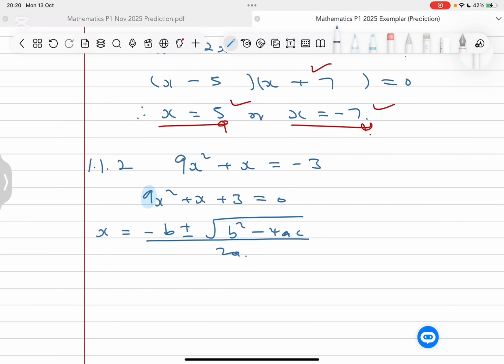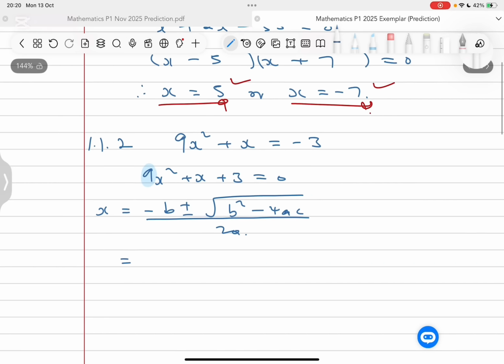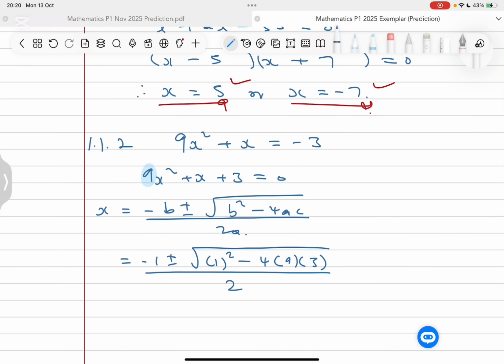Now, after writing this formula down, you then substitute. The b here, we all know, is going to be the coefficient of x, which is 1. So that means we're going to have -1 plus or minus the square root of 1 squared minus 4. And the a here is a 9, so we're going to have 9 times, and our c really is the 3 there. We're going to multiply this by a 3. And all this is going to be over 2 times the 9, which is the a.